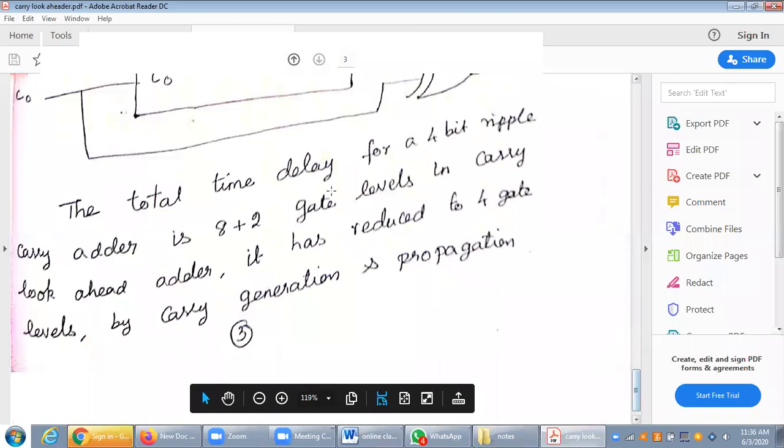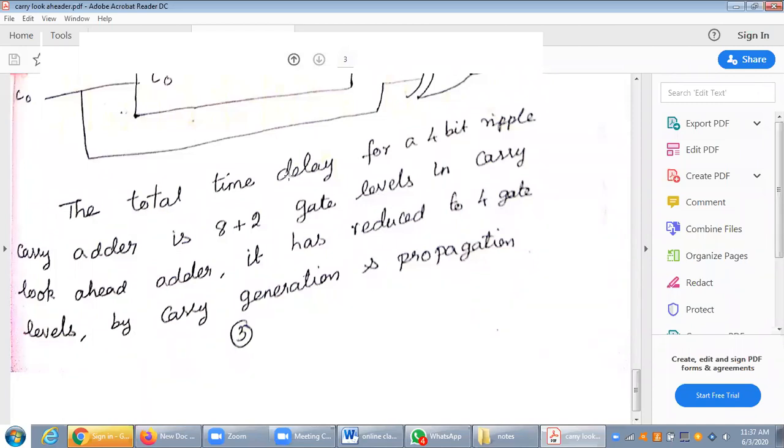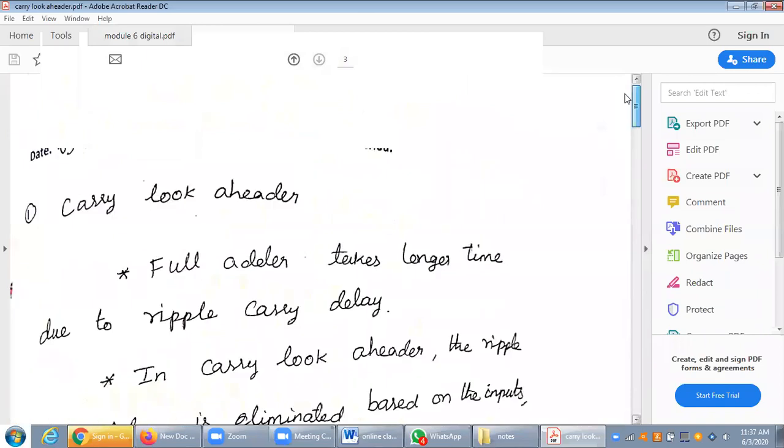The total time delay for a 4-bit ripple carry adder is 8 plus 2 gate levels. In carry look ahead, it is reduced to 4 gate levels by carry generation and propagation. Because of this, the gate delays are reduced by using a carry look ahead adder. That is the advantage compared to a normal 4-bit binary adder.